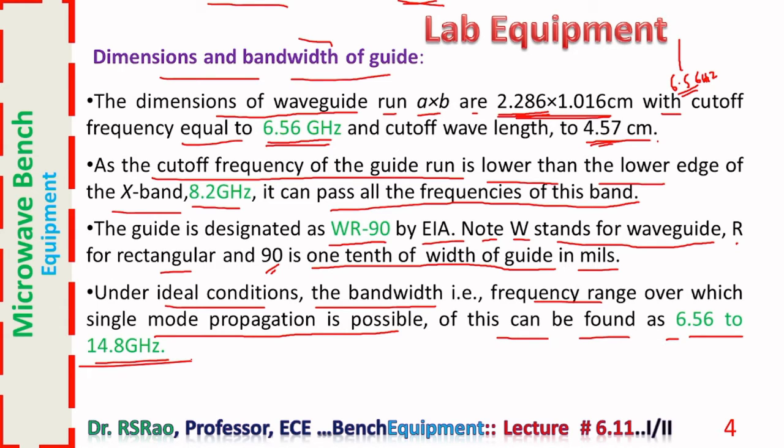Here the point to be kept in mind is that the equipment is designed to work with X band. X band means 8.2 to 12.4 gigahertz. But the dimensions of the waveguide are selected in such a way that it carries all frequencies from 6.56 to 14.8 gigahertz. The reason for selecting dimensions which can handle frequencies lower than X band and also higher than X band is to leave a safety margin, about which we discuss soon in the session.